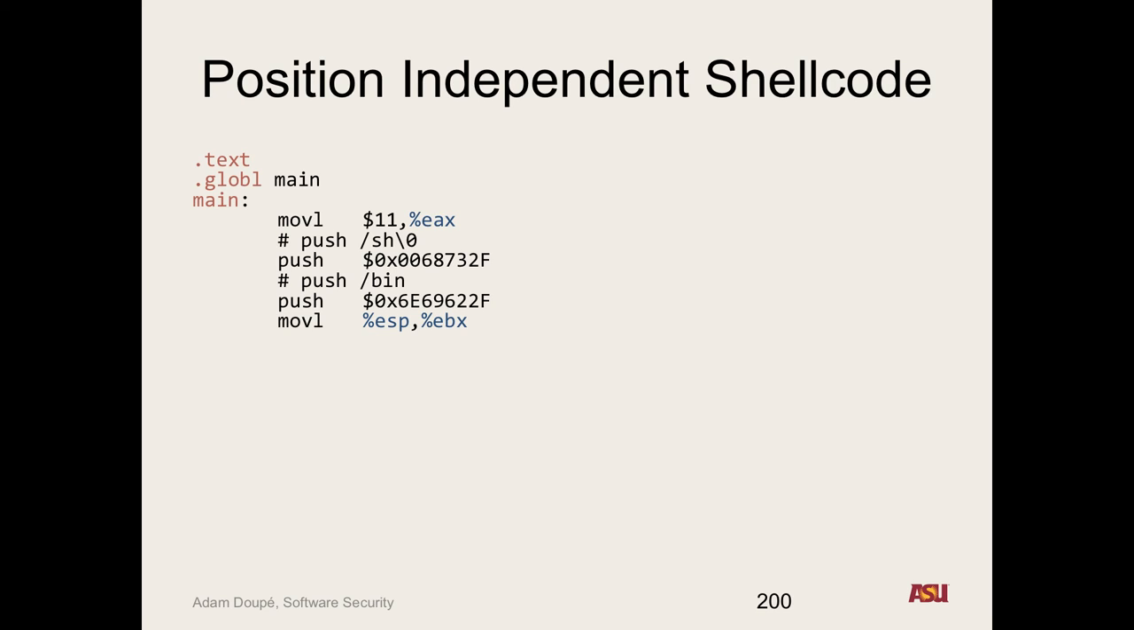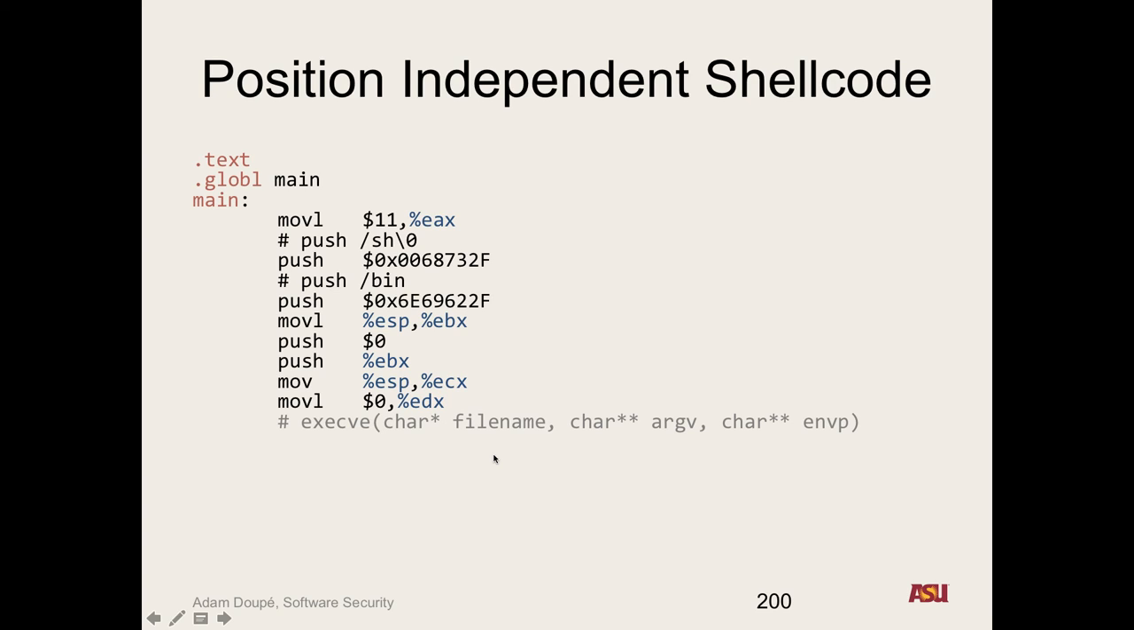But now we have to create the argv parameter. So we're first going to push 0 and then push EBX, where EBX now holds the address higher up on the stack of where /bin/sh lives. And then we move the stack pointer into ECX. And then we move 0 to EDX, and finally we're all done, so we can call our execve. So now we can call int 0x80. And in case this didn't work, we can clean up and call exit.